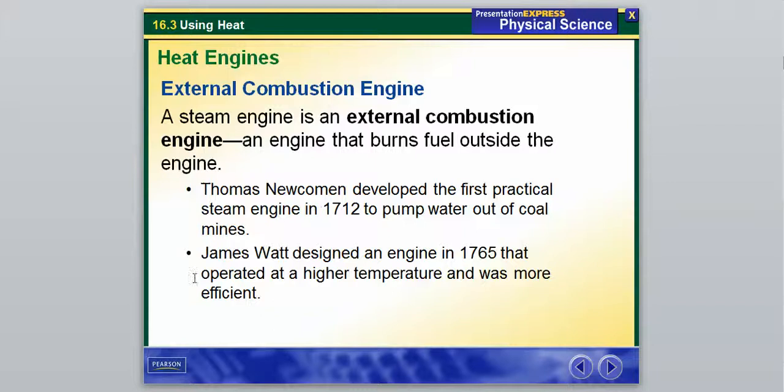Then a guy by the name of James Watt, and we've talked about him before, designed an engine in 1765 that operated at a higher temperature and therefore was much more efficient than the steam engine that was originally designed. So we've talked about Watt before, and you're going to answer some questions that focus more on what these two guys did.